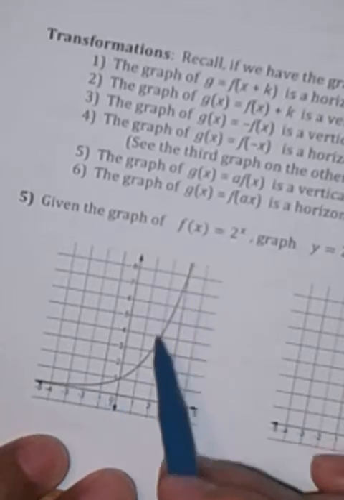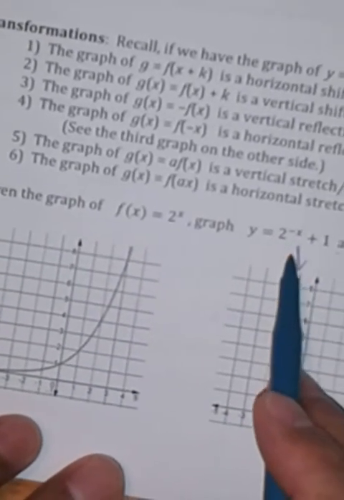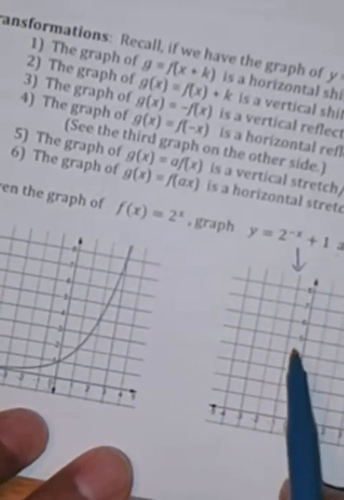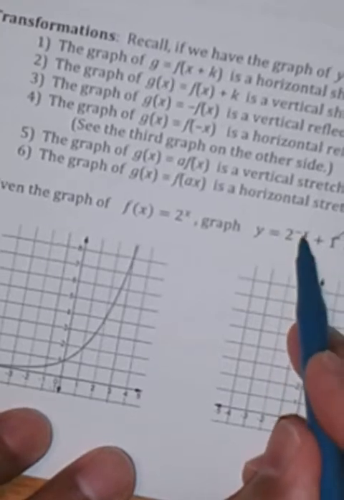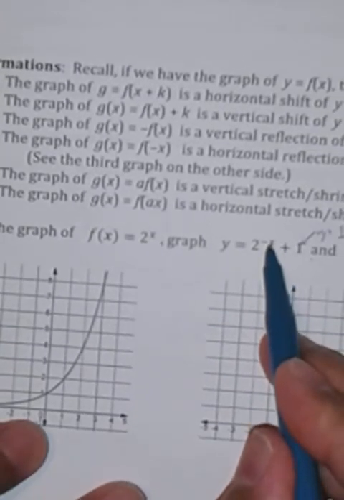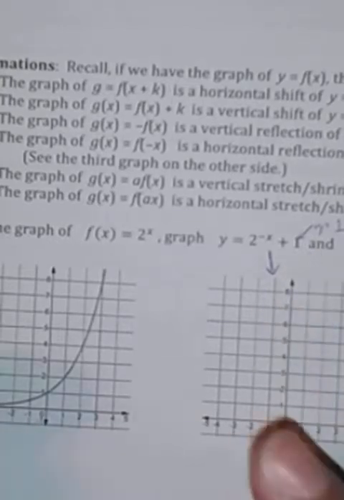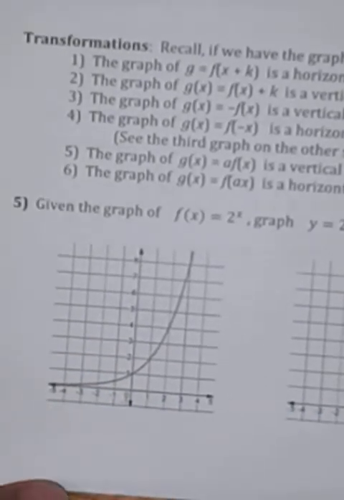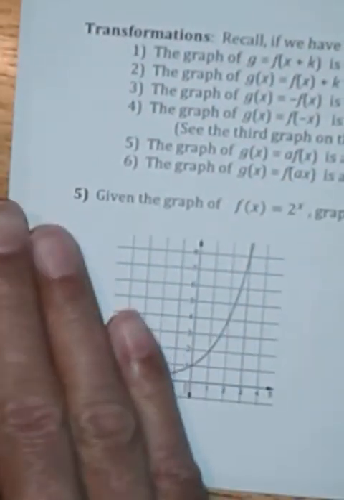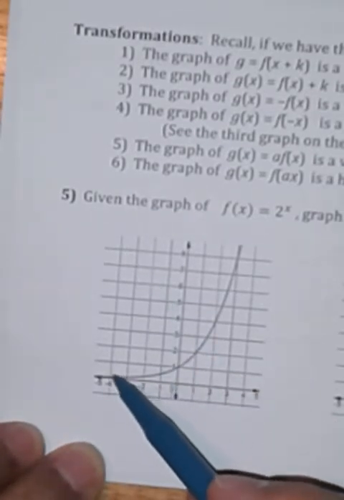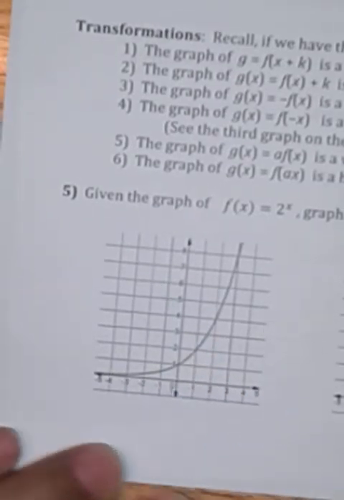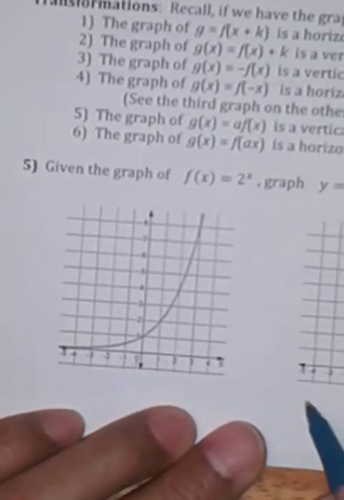So we're given the graph of f of x equals 2 to the x. So y equals 2 to the minus x plus 1. Remember, the plus 1 means we're going to shift up 1. And for the 2 to the minus x, when the minus is on the x, which is in the argument, that means we're going to do a reflection, but horizontal. That means left to right, right to left. That means all these points are going to go this way, and all these points are going to come this way. But we're going to shift also up 1.